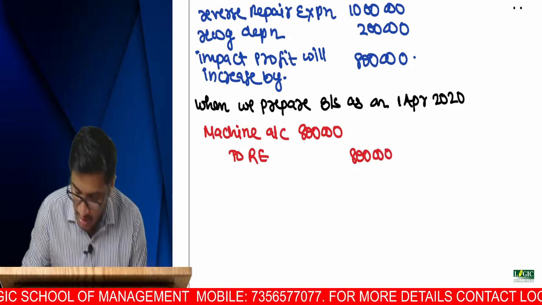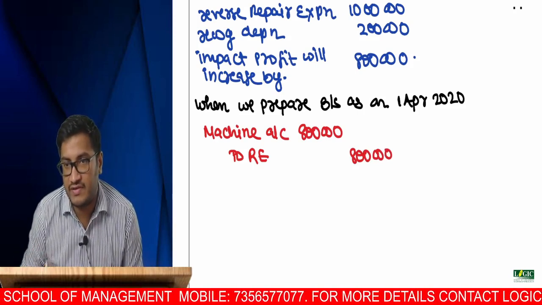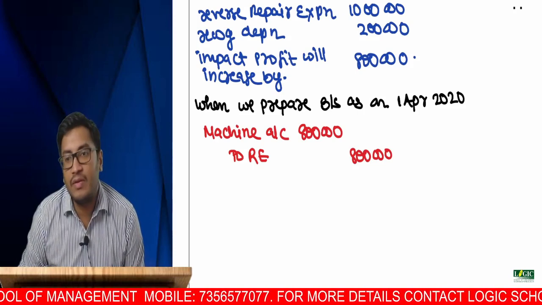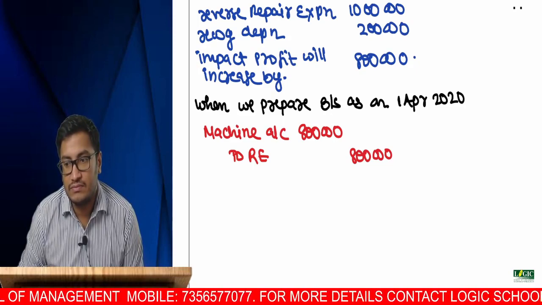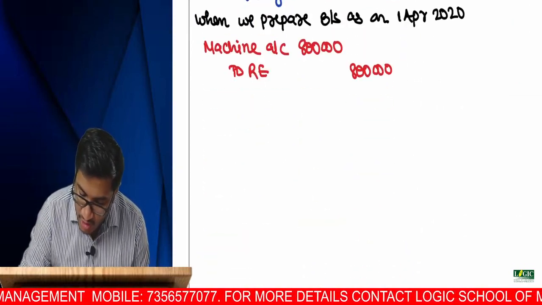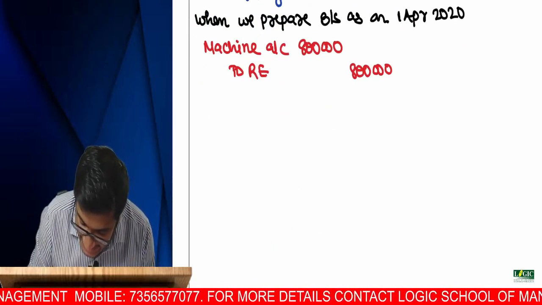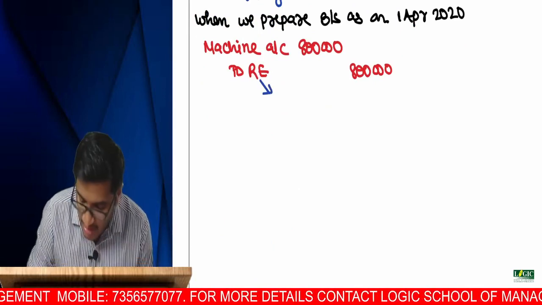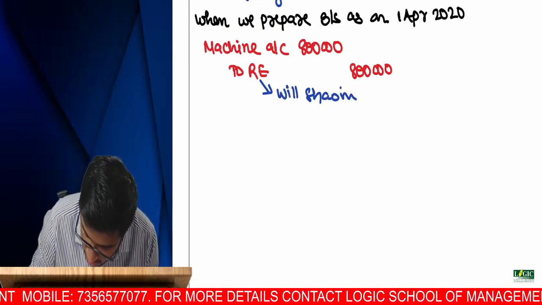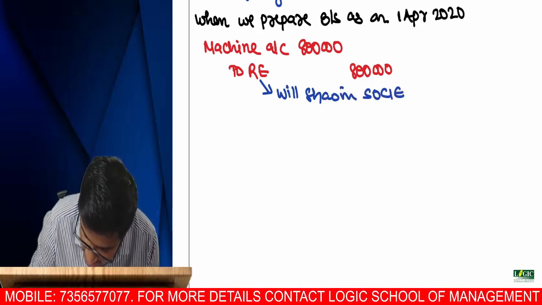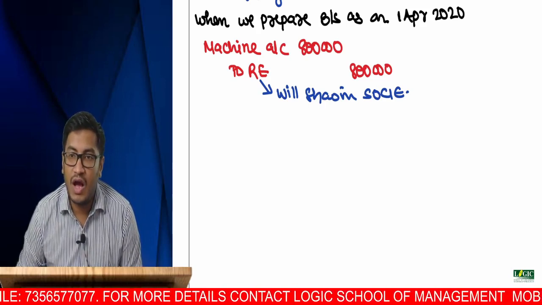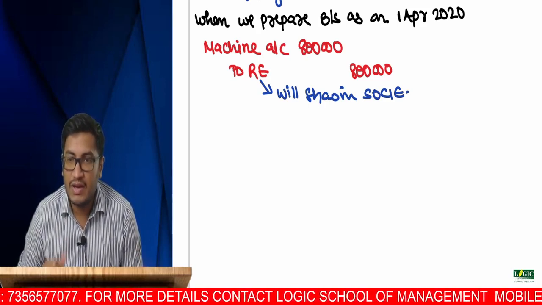Profit should increase by 8 lakh, and there should be a machine to the extent of 8 lakh after depreciation. Are you able to get it clear? So how do we present it? Now we know that retained earnings will be shown in SOCIE, isn't it? So how do you present this particular item in SOCIE?